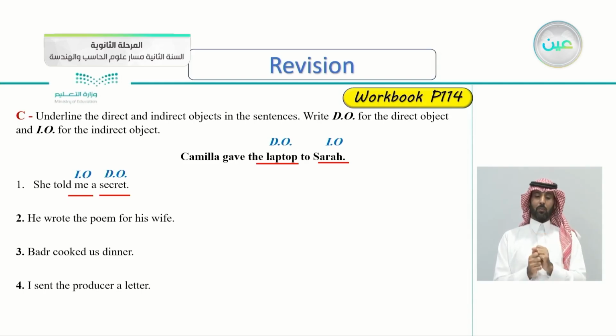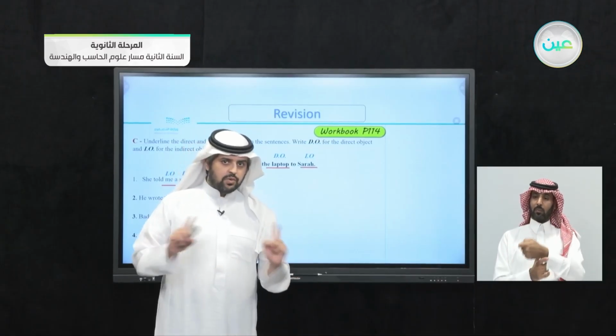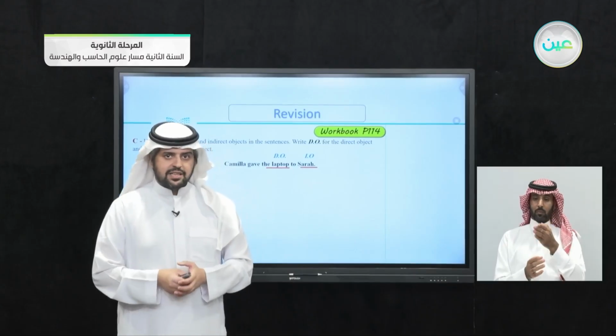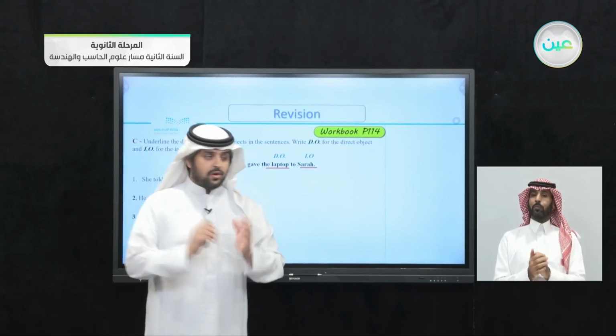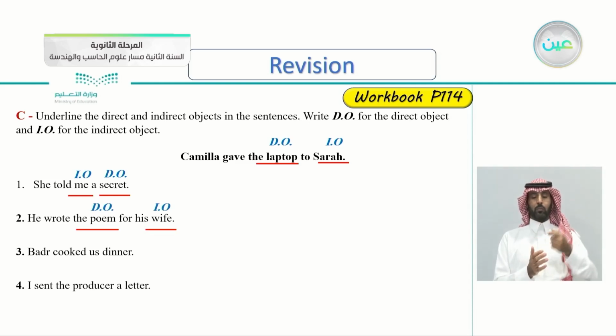Excellent. Number two, he wrote the poem for his wife. We have two objects here, which is direct and which is indirect. Okay, let's check the answer together. So the poem is the direct object, and then his wife is the indirect object.